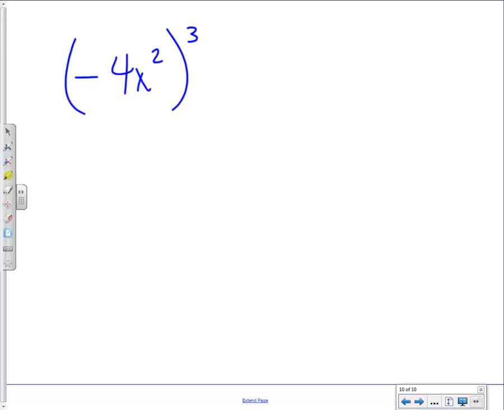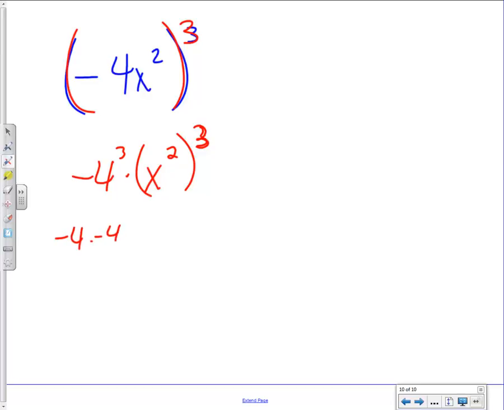All right, so everything inside gets this third power. Everything inside looks like this when it's broken apart. And everything gets that cube, right? The 3, right? So the third power is being cubed. So -4 times -4 times -4. That's what you have right here. Signs are the same. The answer is positive.